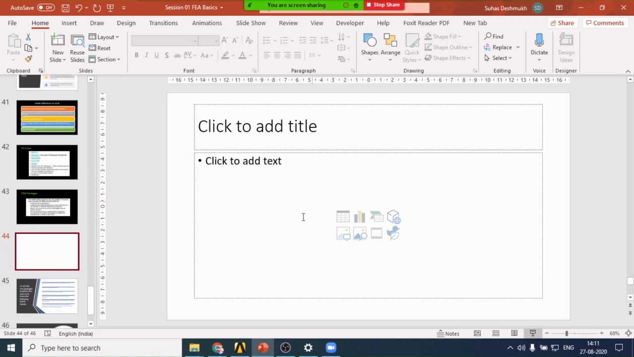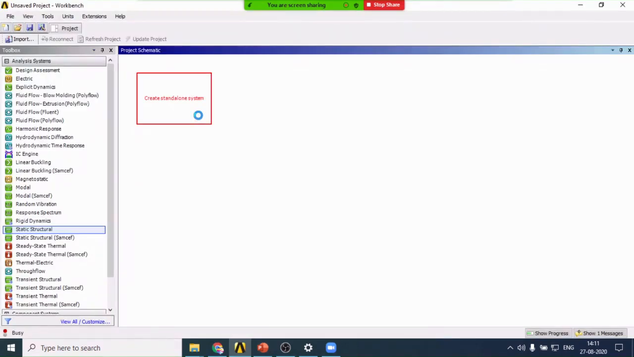Yeah. So this is the project schematic, and on the left side you can see so many options are available. One is design assessment, electric, explicit analysis, so many options are there. You want to do a simple static structural analysis, so you can bring that static structural and drop it here. Okay, that's a simple way, because earlier ANSYS simulation was very complicated, but nowadays they have made it very easy. It will take time because my PC is somewhat slower.